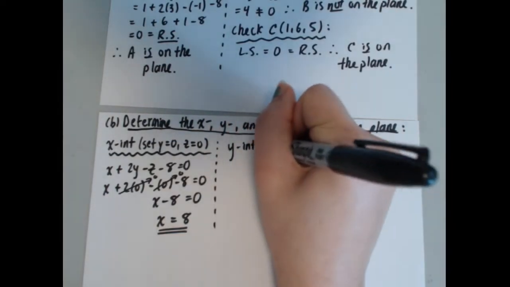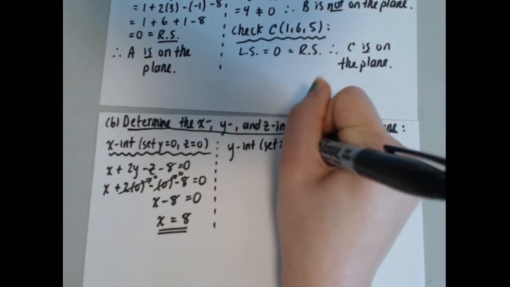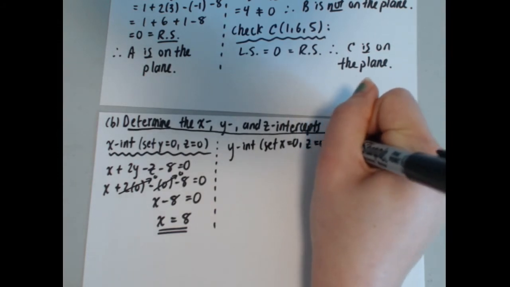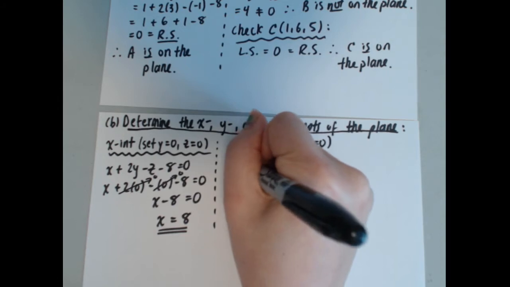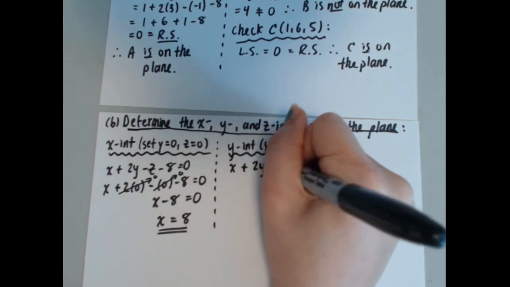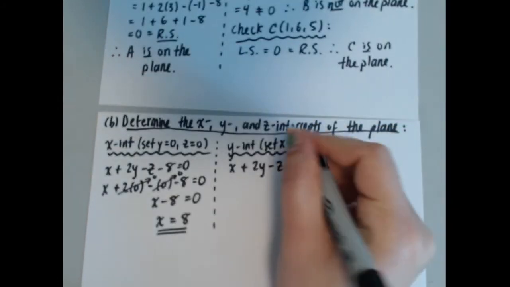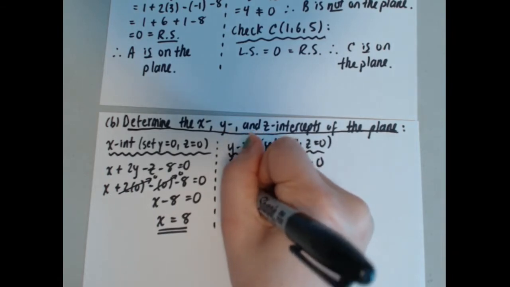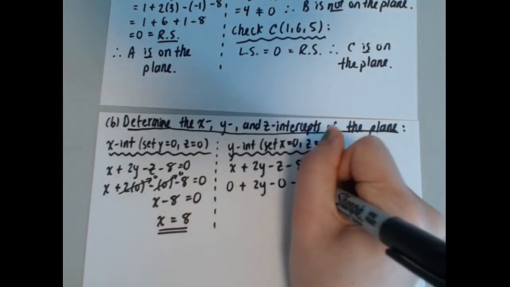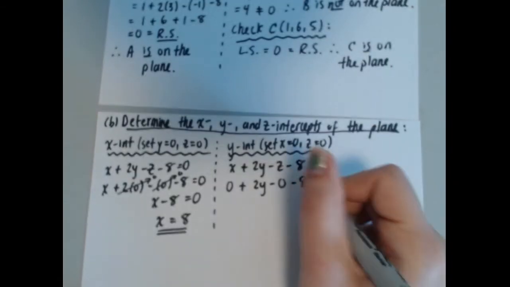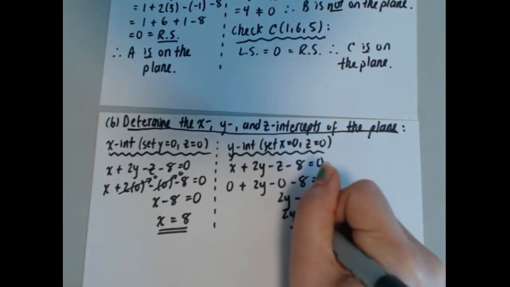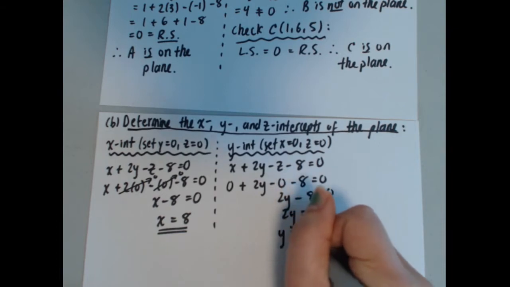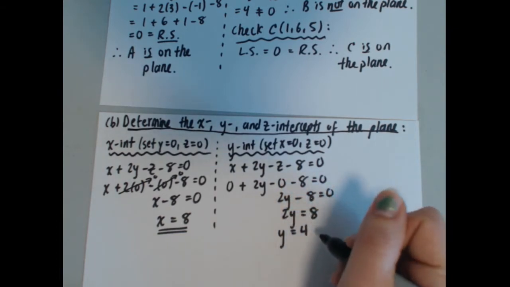Y-intercept, same thing. We're going to set x equal to 0 and z equal to 0. So our equation, x plus 2y minus z minus 8 is equal to 0. If we plug in 0 for x and 0 for z, we're going to end up with 2y minus 8 is equal to 0. 2y is equal to 8. Y is equal to 4.